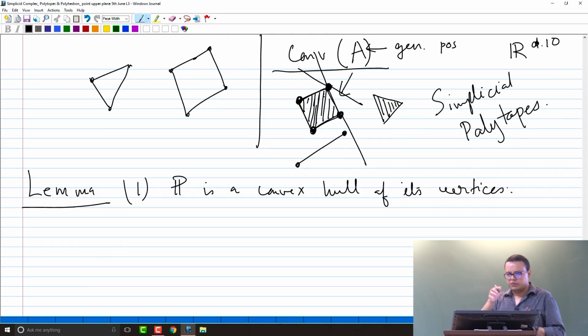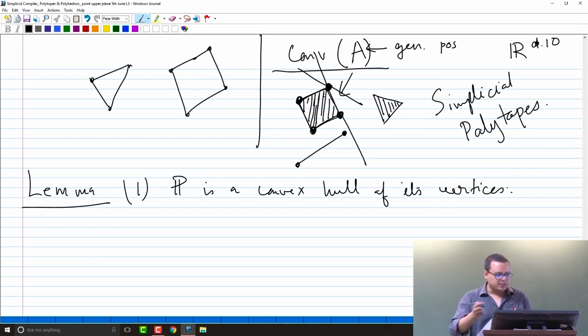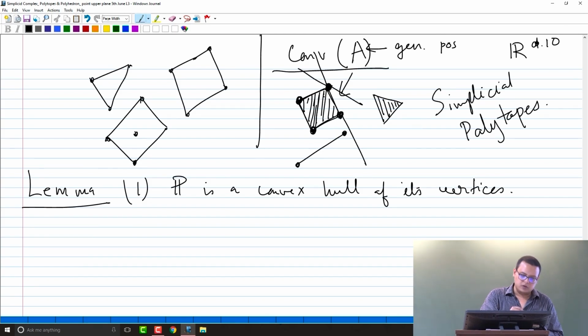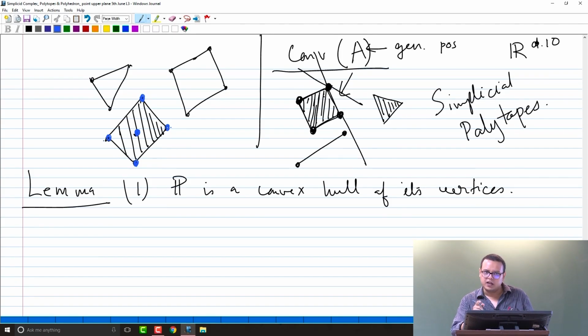See, all the points of the set A may not be a vertex. Let us say the 5 points are like this in R2. The convex hull is this square. The center point here is not a vertex. The vertices are only these. So what I am saying is slightly stronger than just saying convex hull of the set A. It should be the convex hull of the vertices.